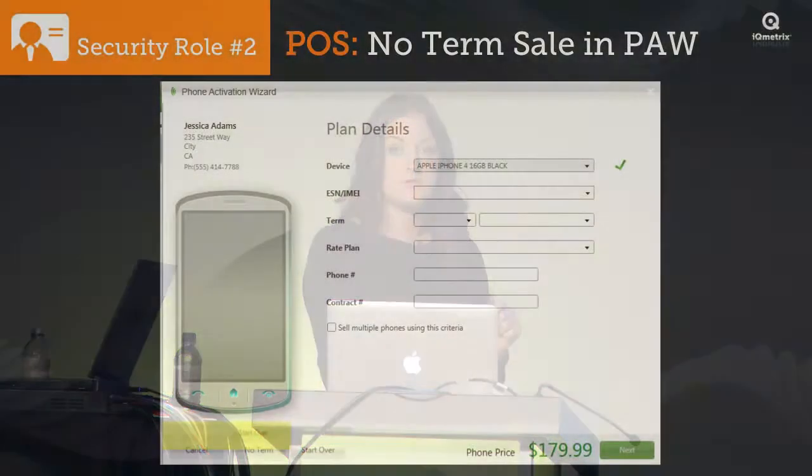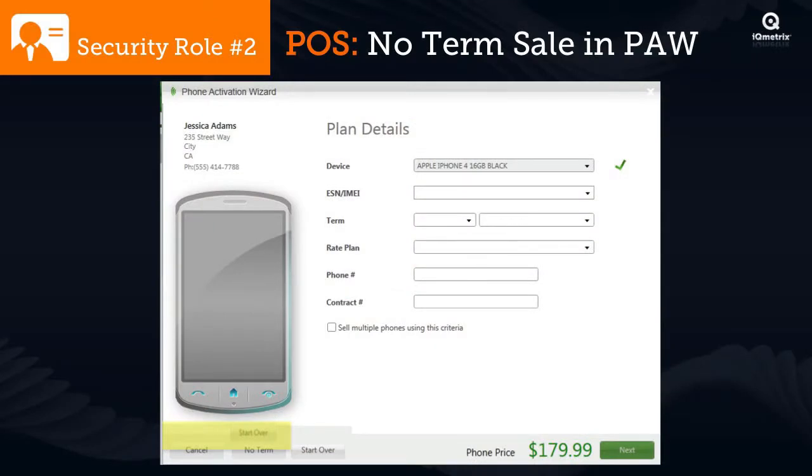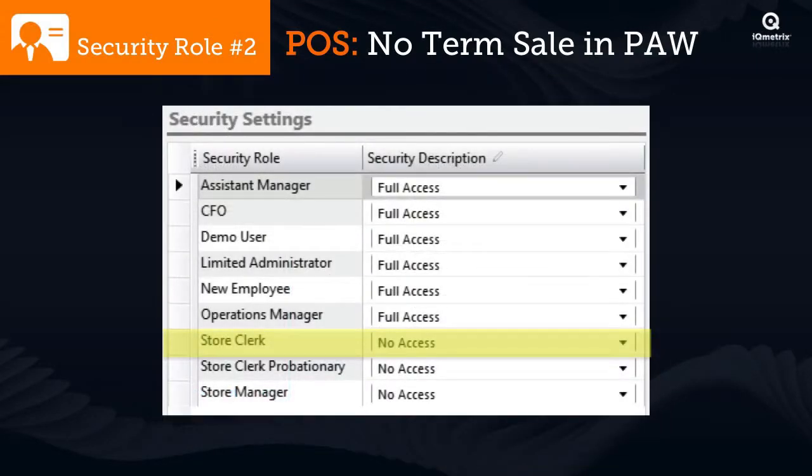There's very little margin to be made on an outright phone sale, so we want to make sure we monitor them and not let it happen too often. So you can see how I took away the no term button. Now I cannot, as a rep, I have no choice but to go through the phone activation wizard. You can create a fake rate plan and a fake term called outright or no sale, and force them through it. Now you have a SKU called no term or outright phone sale, and you can report on it. Is it one rep? Is it one store? And figure out why you're selling so many phones outright. Really easy, it's just a security role, and it's called no term sale.